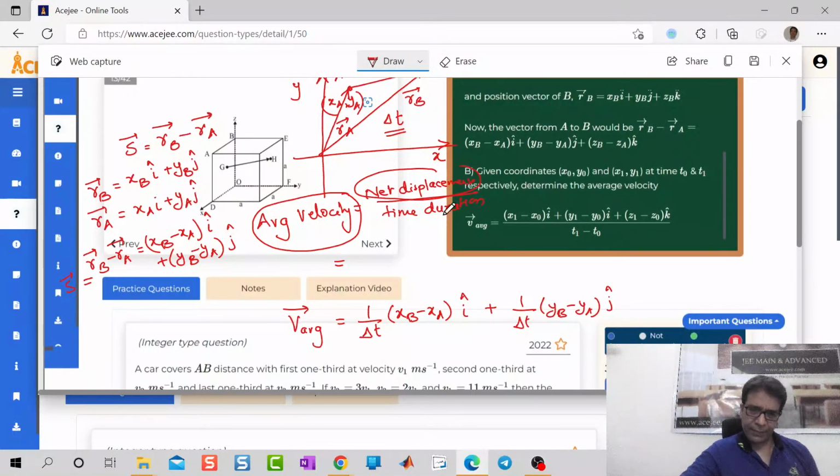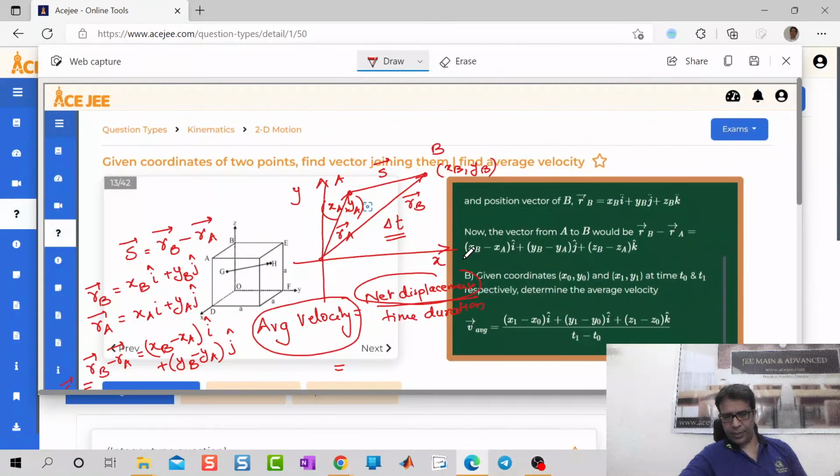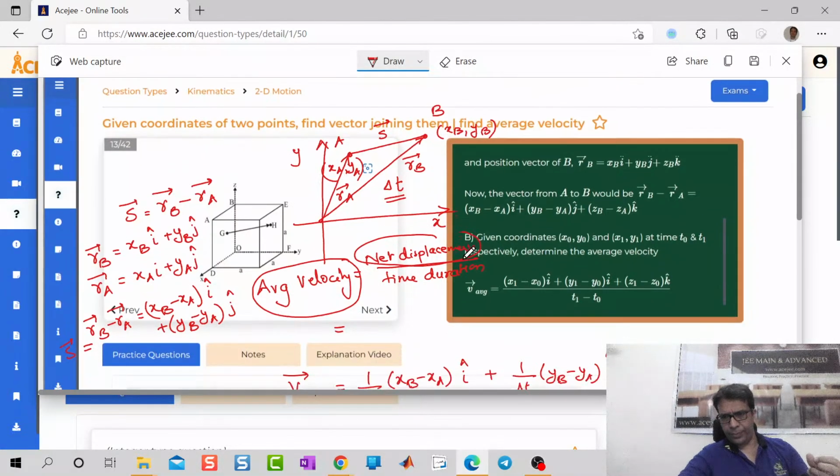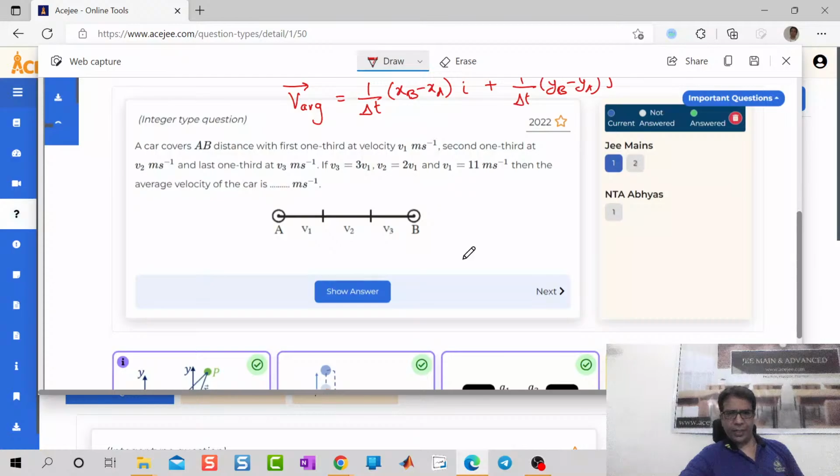Okay, but are we clear now? How do we find the displacement vector and the average velocity for a 2-dimensional scenario? Clear, Navita? Yes, sir, for now. Okay, so let's go ahead and attempt 1 or 2 questions.